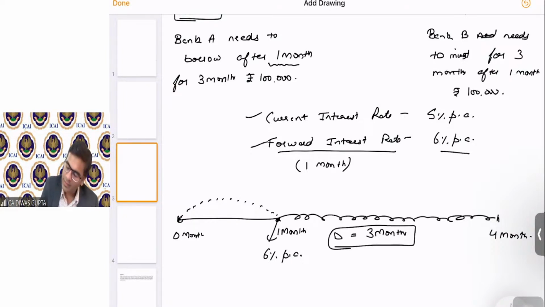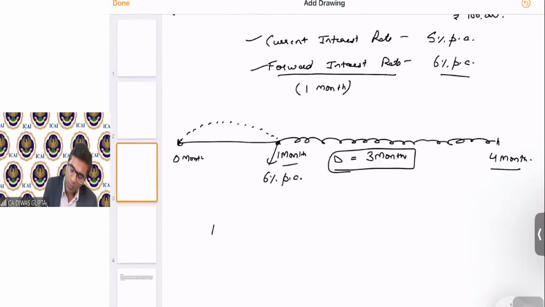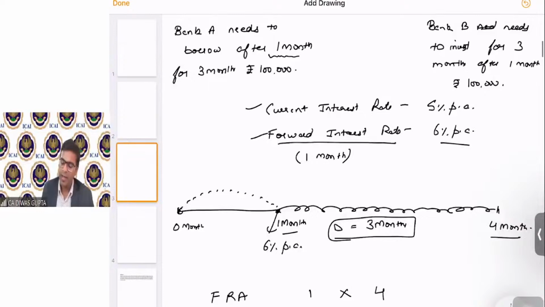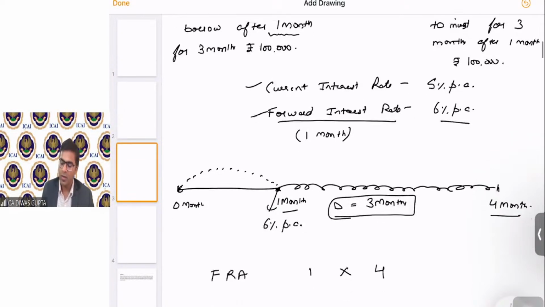Correct. So the duration is 3 months. 4 months we will end. First month is this. So then ultimately we are talking about FRA 1/4. So this is denoted by forward rate agreement of 1/4.